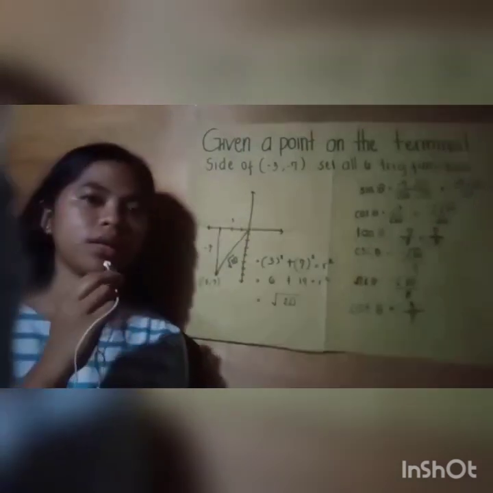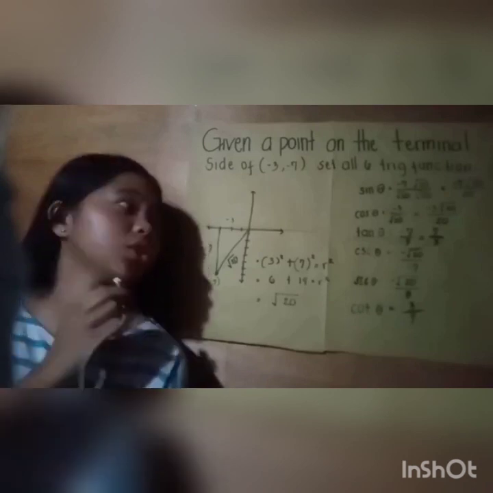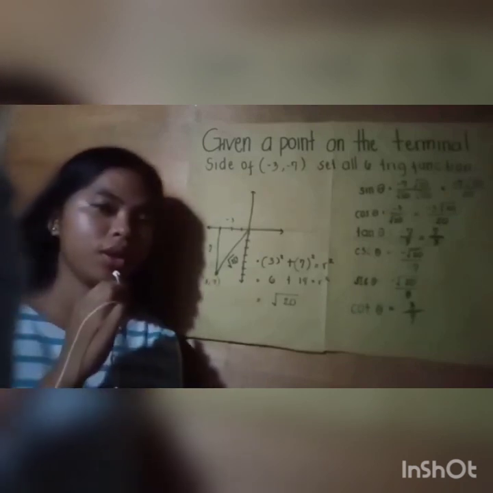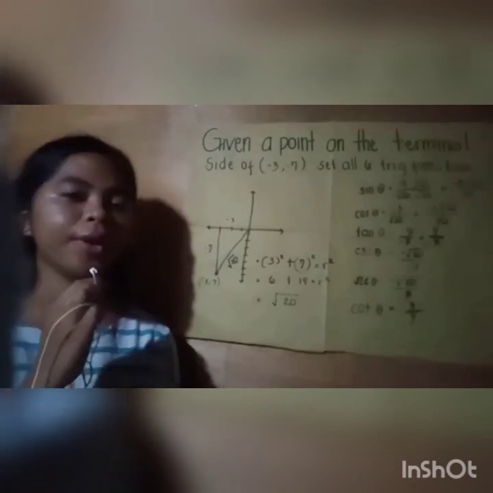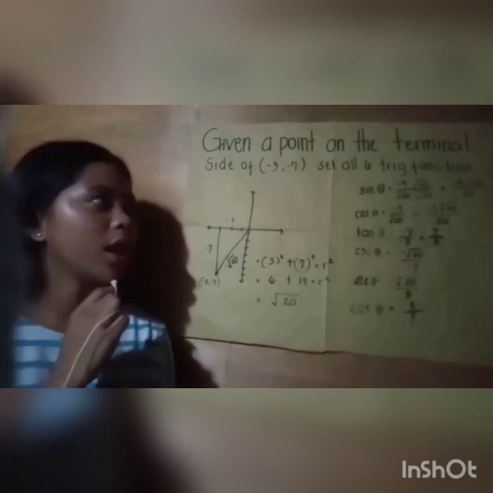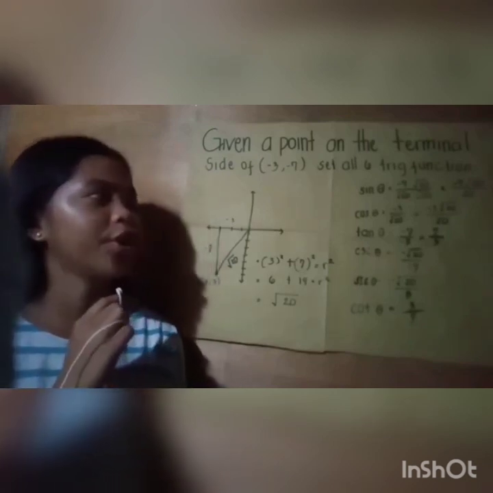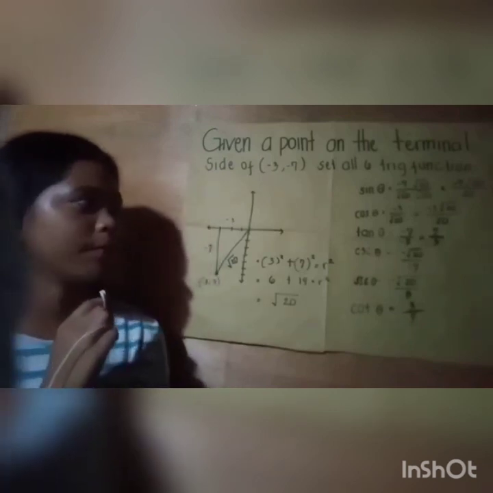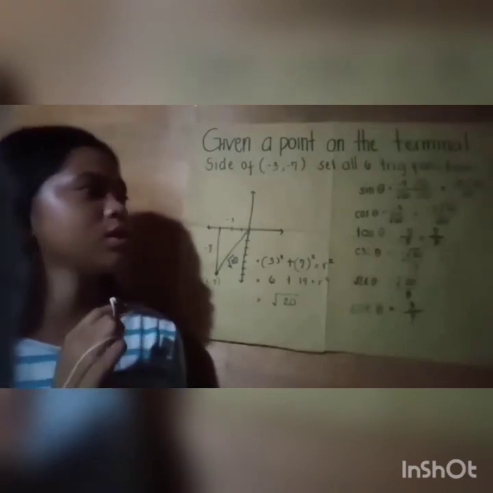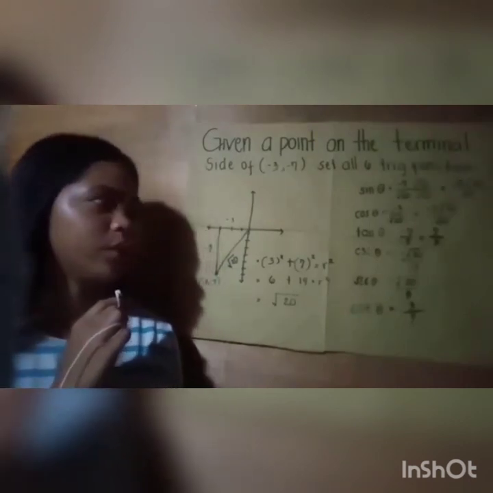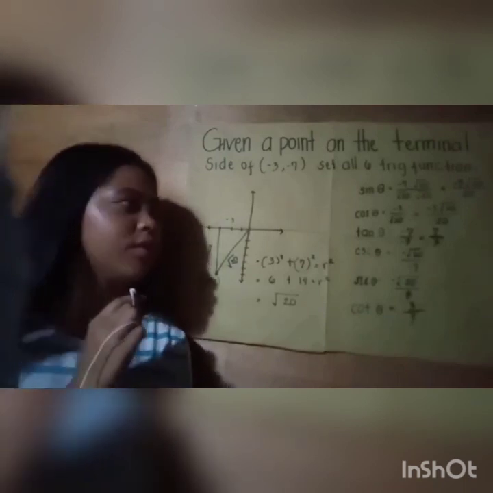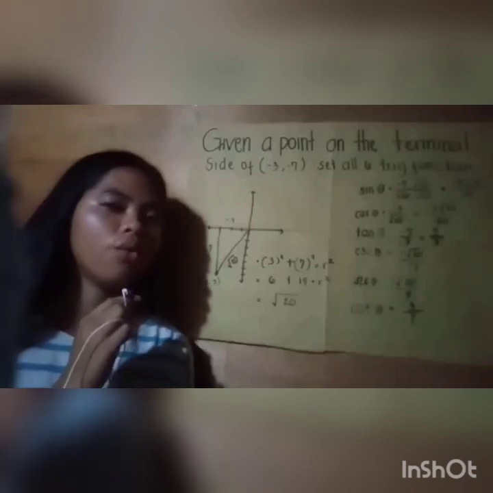Sine of theta is y over r, so it's -7 over square root of 20. We need to rationalize that by multiplying the top and bottom by the square root of 20, and we get -7 times square root of 20 over 20. And the cosine is x over r, so it's -3 over square root of 20, and when you rationalize that we get -3 square root of 20 over 20.